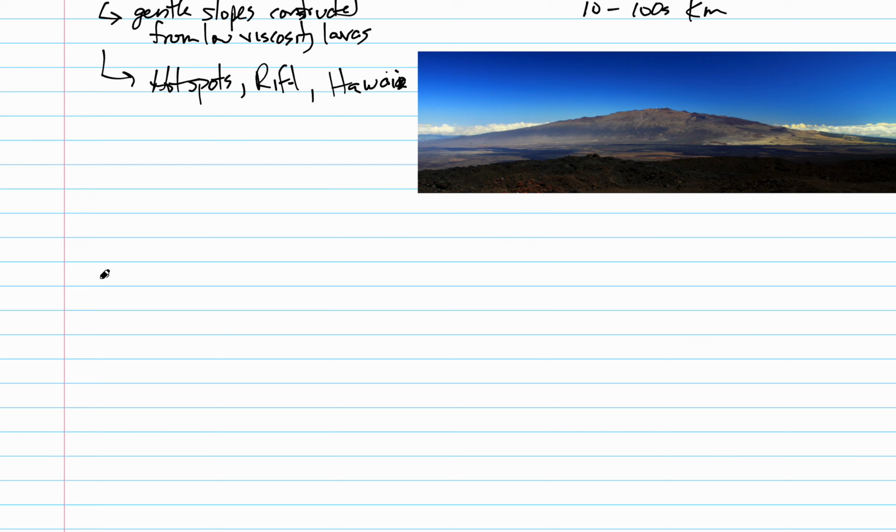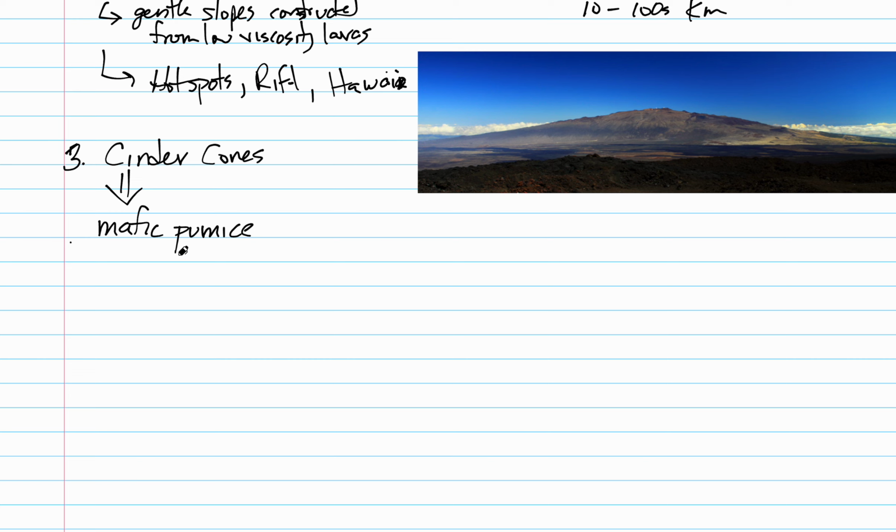All right, number 3, the third type of volcano. This might be the most common type of volcano on planet Earth, but they're little. And these are the cinder cones. A cinder is a mafic chunk of pumice. It tends to be small, like the size of a marble.